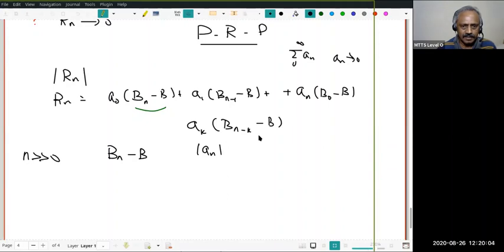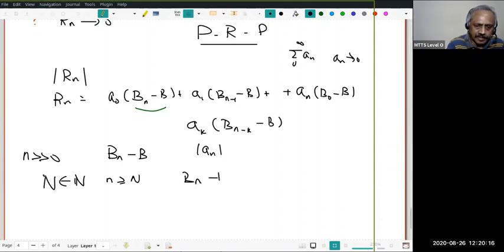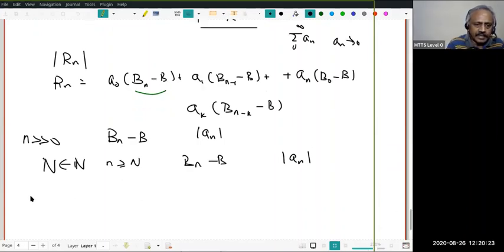So the basic idea is, suppose for capital N, if n is greater than or equal to capital N, suppose I know how to estimate mod b_n minus b, and also I know how to estimate mod a_n. Then what I can do is take my n to be greater than or equal to 2 times capital N. You understand this?